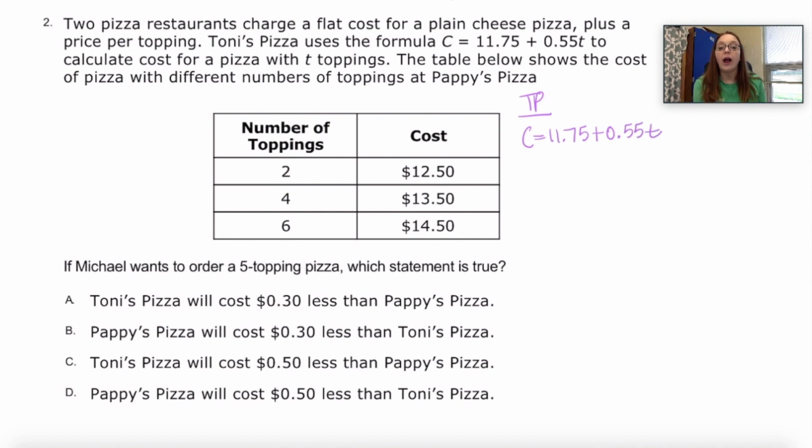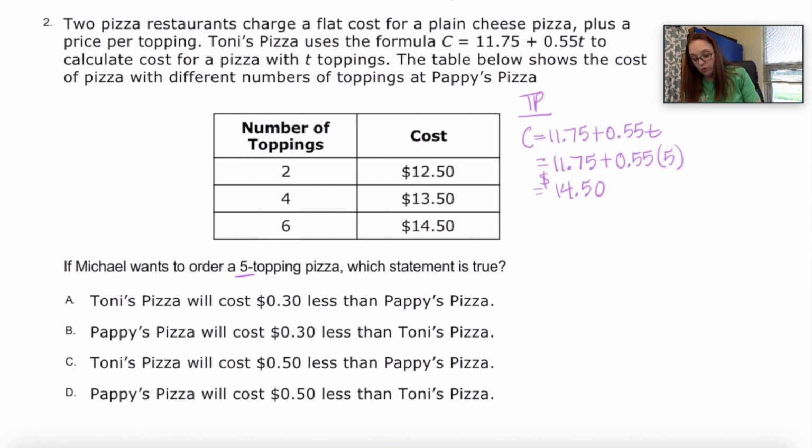And we can figure out how much it costs at Tony's Pizza for a 5-topping pizza. So let's do that. I'm going to do 11.75 plus 0.55 times 5. Now I'm going to pull out my calculator, which you guys can't see, but I do have a calculator pulled up, and I'm going to type that expression, 11.75 plus 0.55 times 5, gives me 14.5. We're talking money here though, so at Tony's Pizza it would cost $14.50.